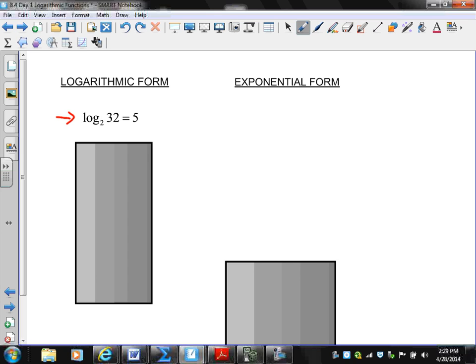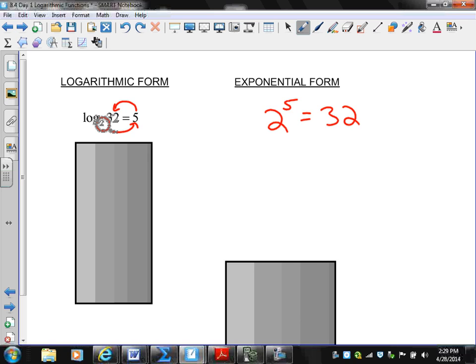So here's what I'm going to do. Real nice and straightforward, hopefully. I'm going to start with the base. So my base is 2, my exponent is 5, equals 32. I'm going to go around this in a counterclockwise rotation, and I'm going to write this in exponential form: 2 to the 5 equals 32. That's it, done.